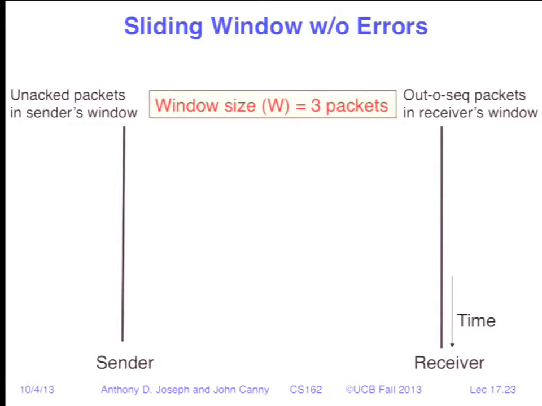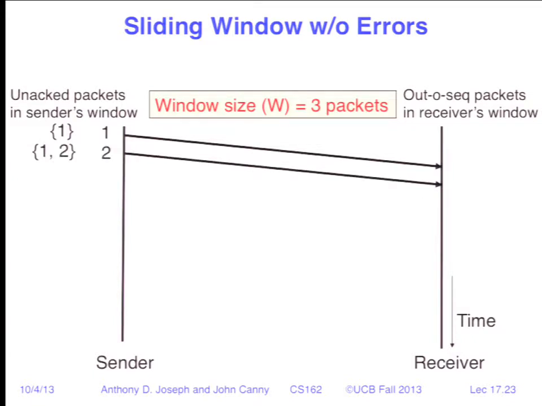Window size of 3. These are the unacknowledged packets within the sender's window. We're going to keep track of them over here. And over here, we're going to keep track of the out-of-sequence packets in the receiver's window. Now, first, let's look at what happens without errors. So we send a packet, 1, from the sender to the receiver. Okay, so now our window contains 1 packet.